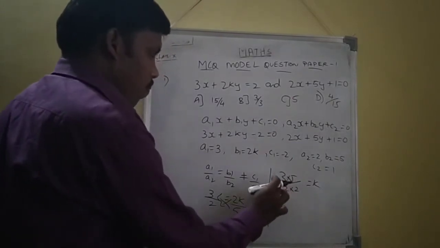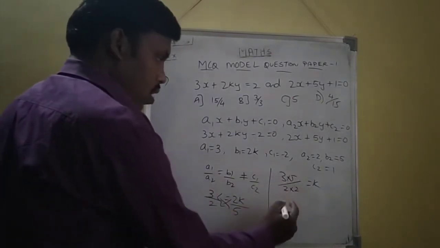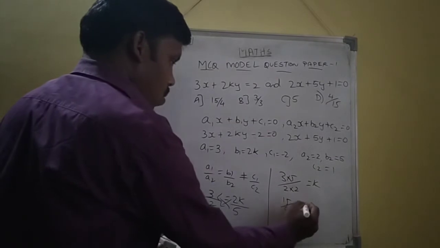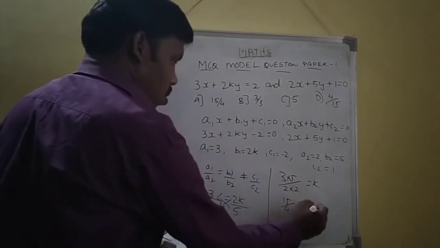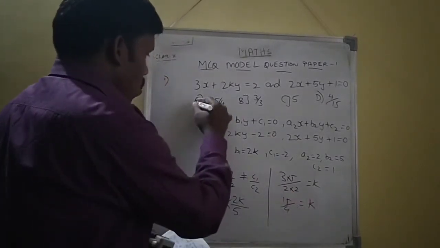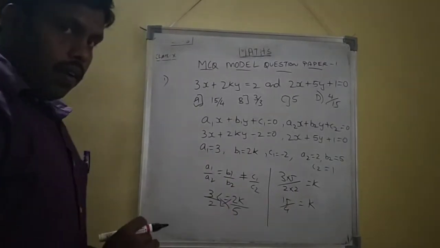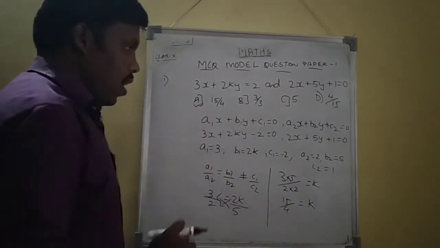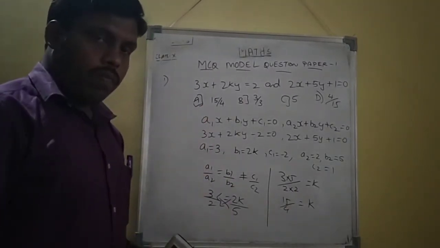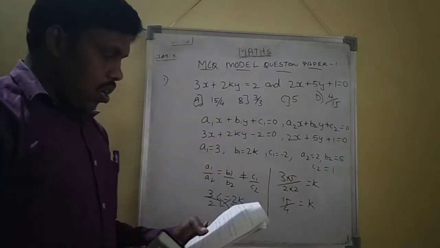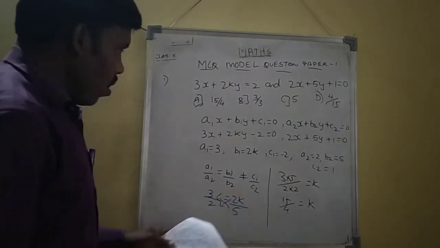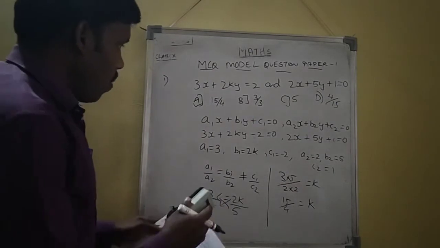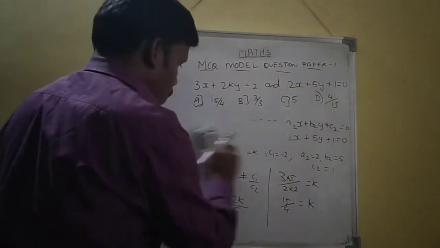Okay. Now 3 fives are 15, and 2 fours are 4. So 15 by 4 is equal to k, so the k value is 15 by 4. The option A is correct. So option A is correct for the first problem. So children, now the same type of question can be asked again.